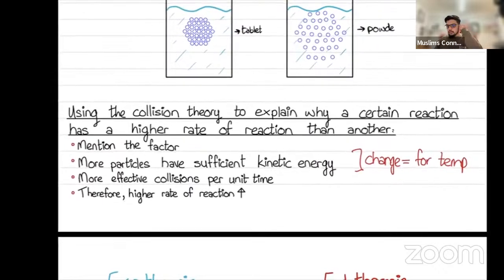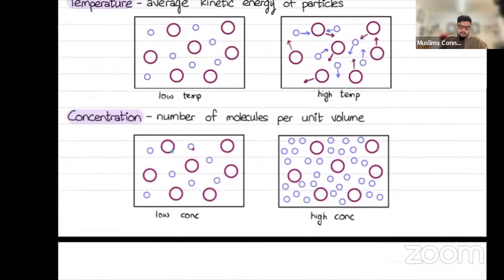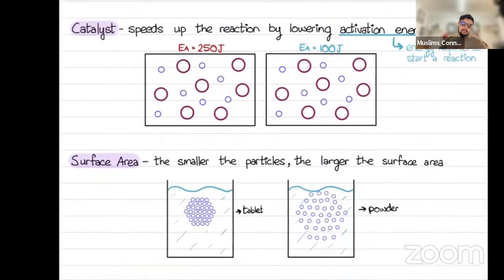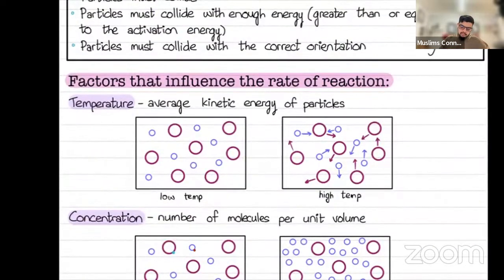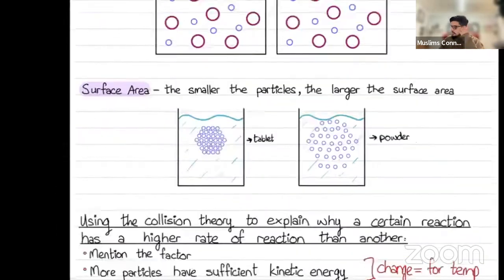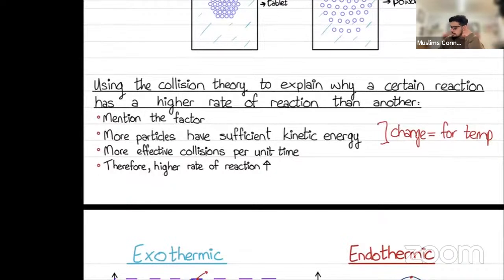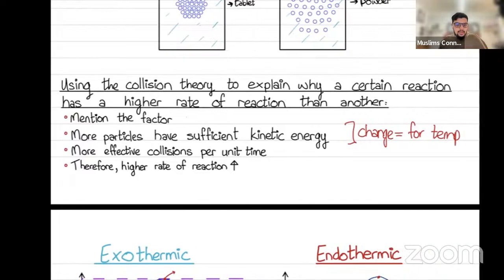So how do we use the collision theory to explain why a certain reaction has a higher rate of reaction than another? Again, we'll come back to this when we do a question, but I just want to read through it. So we have to mention the factor. The factor is either one of these: temperature, concentration, pressure, catalyst, surface area. Whatever the factor is that's different between the two reactions. So for example, maybe temperature is lower in one and higher in another. We've got to mention that.